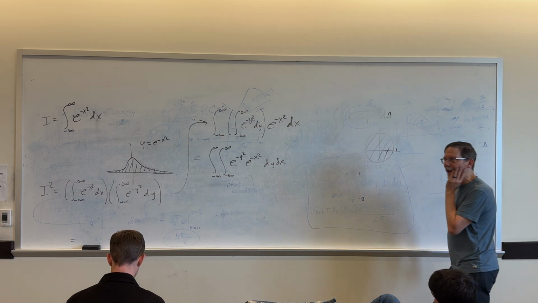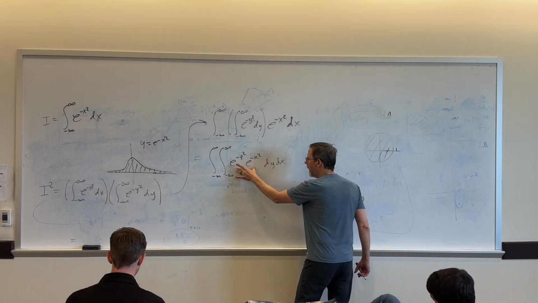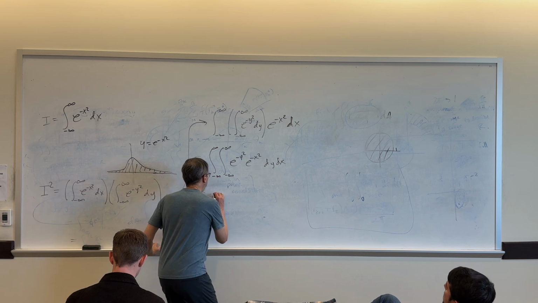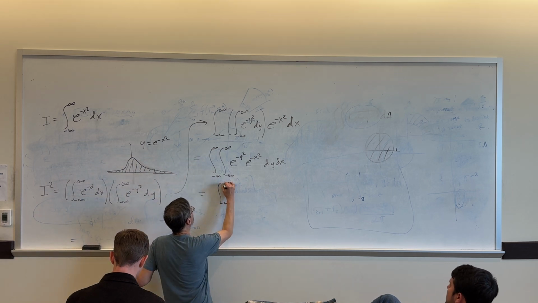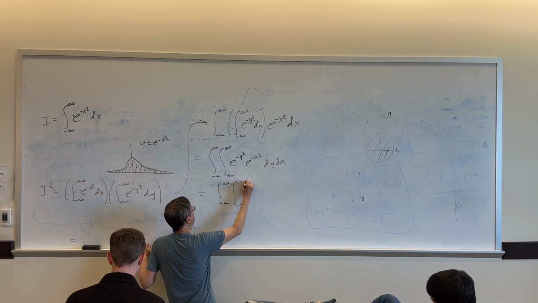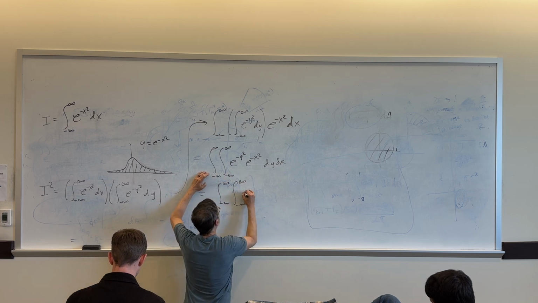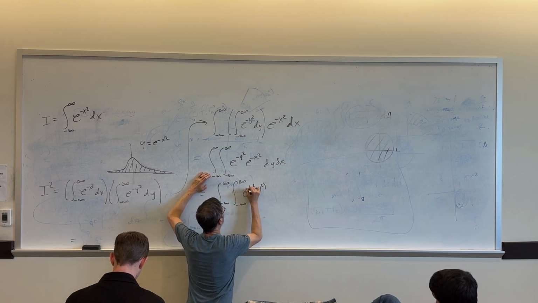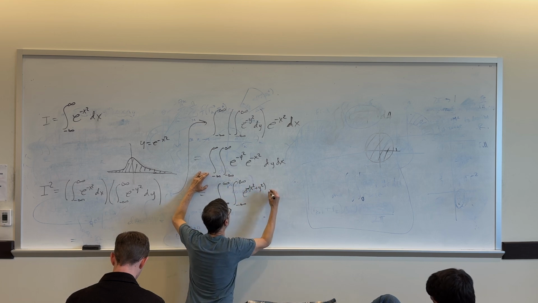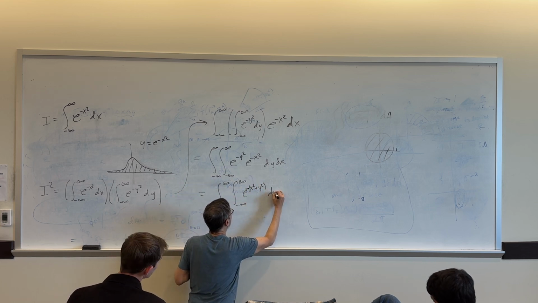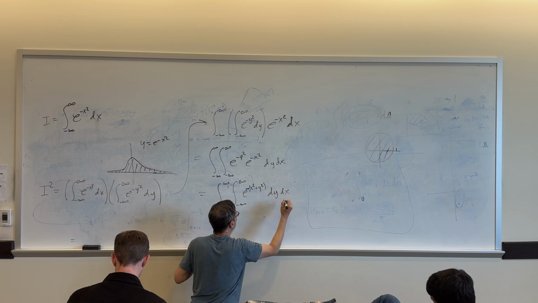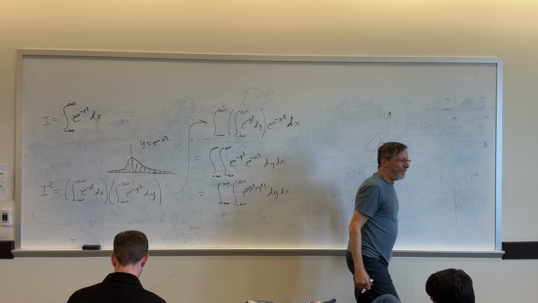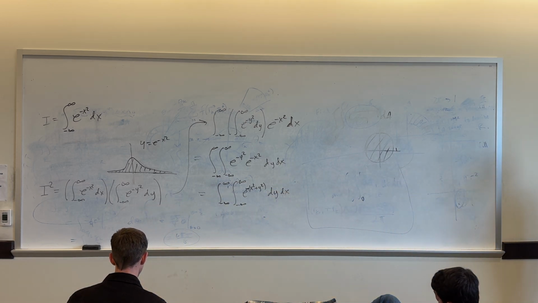Nothing funky yet, but I can combine these two. I can add those exponents because we have a common base. So I've got integral negative infinity to infinity, e to the negative, and I'm just going to do a little bit of fancy work, the negative quantity x squared plus y squared, and then here we can do dy dx, doesn't really matter. Does this sound okay?